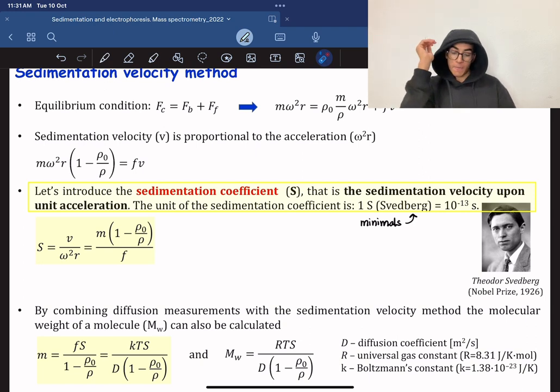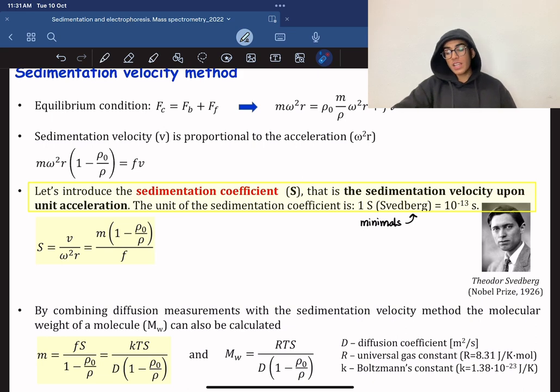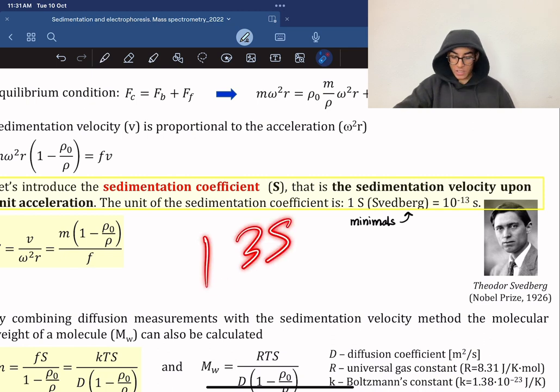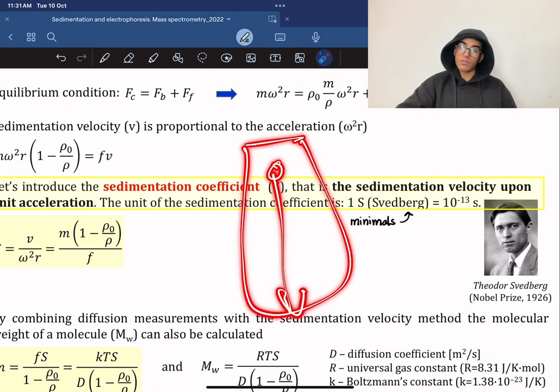There probably is something like 10 raised to minus 9 is nanoseconds. There probably is something for 13 as well, but this guy just thought, you know what, let me put my name on it. Swedberg's equation. So basically, the more S an object has, like a macromolecule, like 3S, 10S, the faster the object comes down in a tube, boom. Understand? At a constant speed, of course.